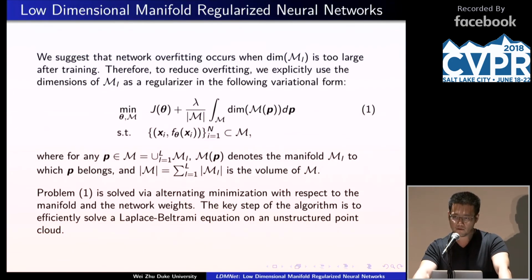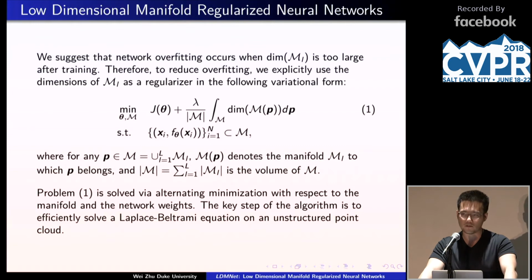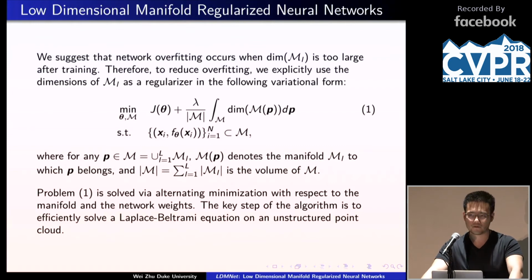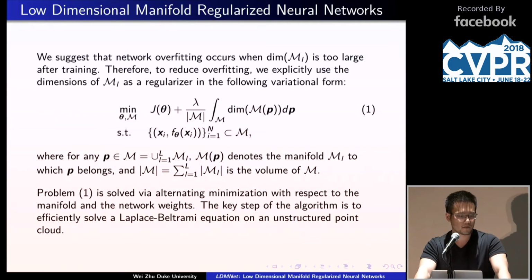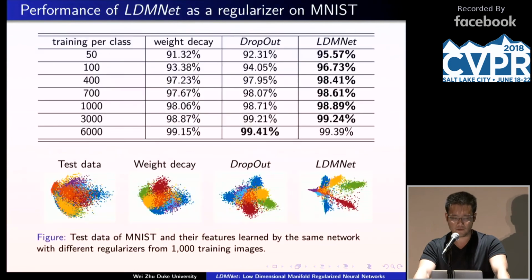So we suggest that network overfitting occurs when the dimension of M is too large after training. To reduce overfitting, we explicitly penalize the original loss function with the dimension of M. Here, J(theta) is the cross-entropy loss function, and the second extra term is basically a weighted sum of local dimensions. This problem is solved using alternating minimization with respect to M and theta. The key step is to solve a Laplace-Beltrami equation over a point cloud without discretizing the differential operators.